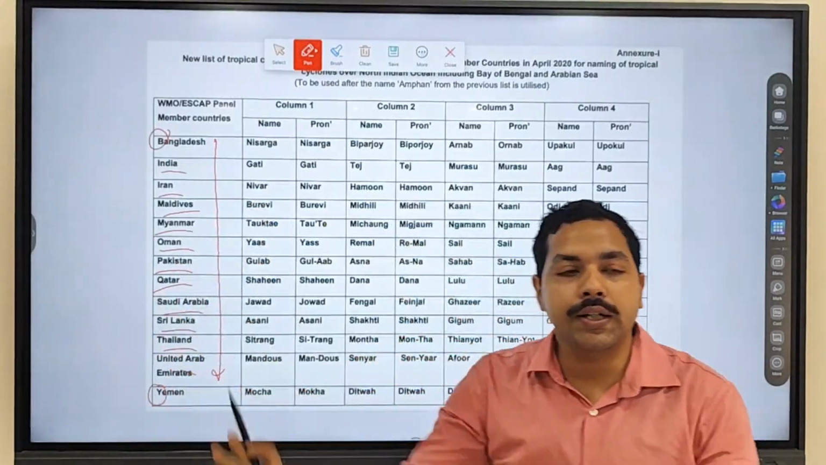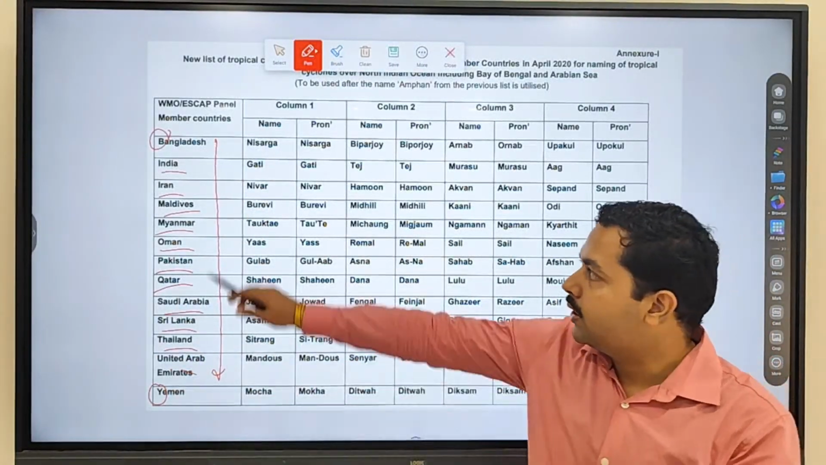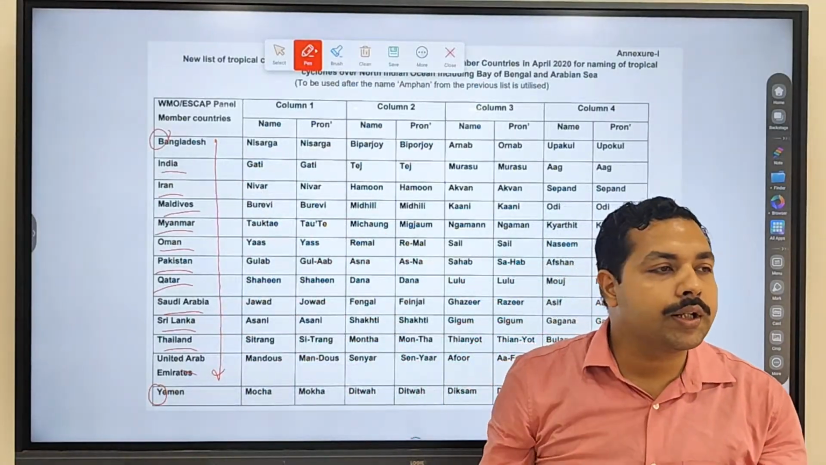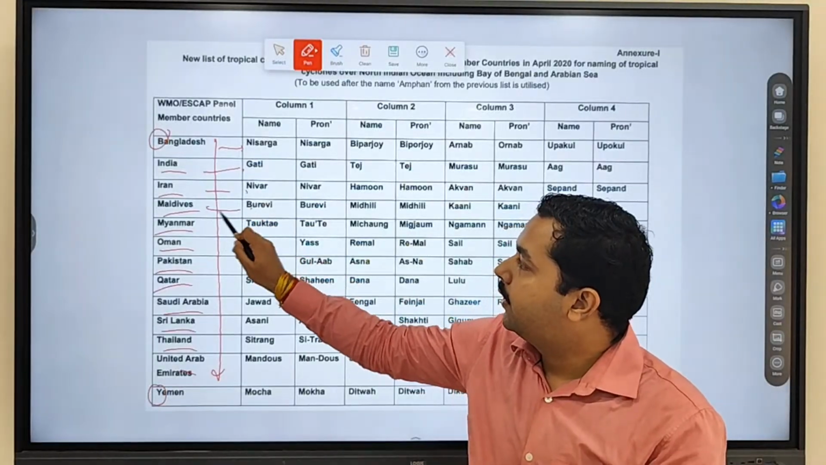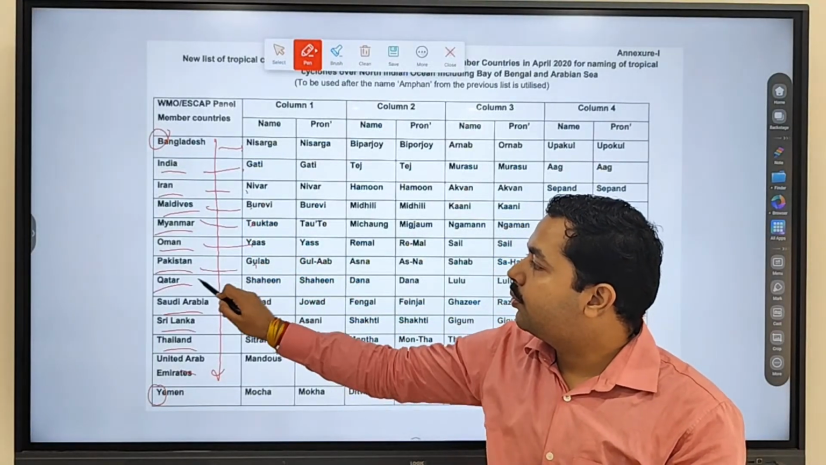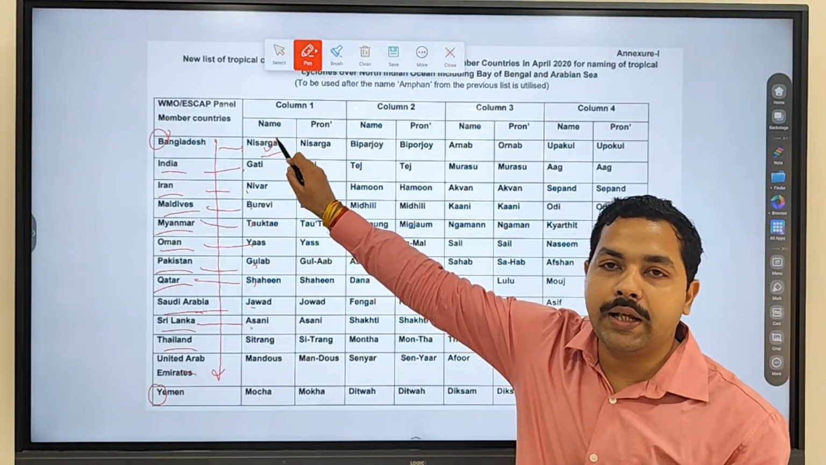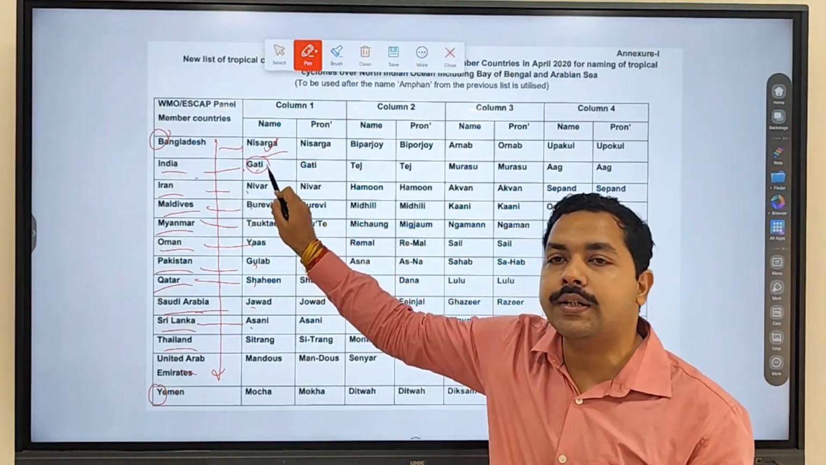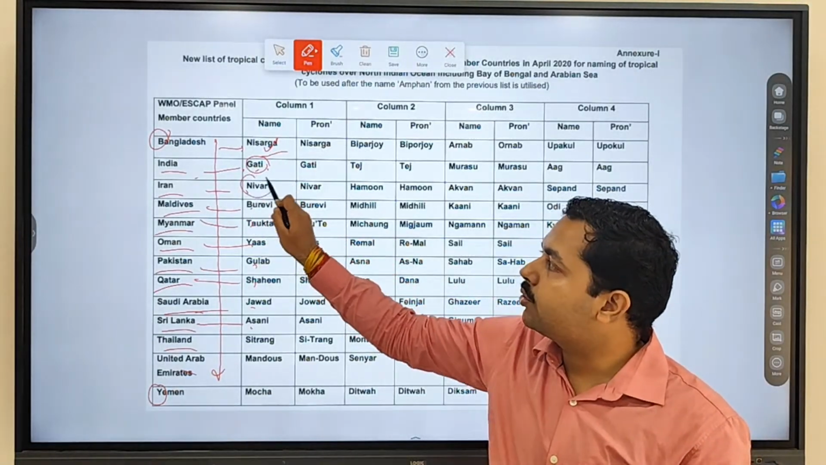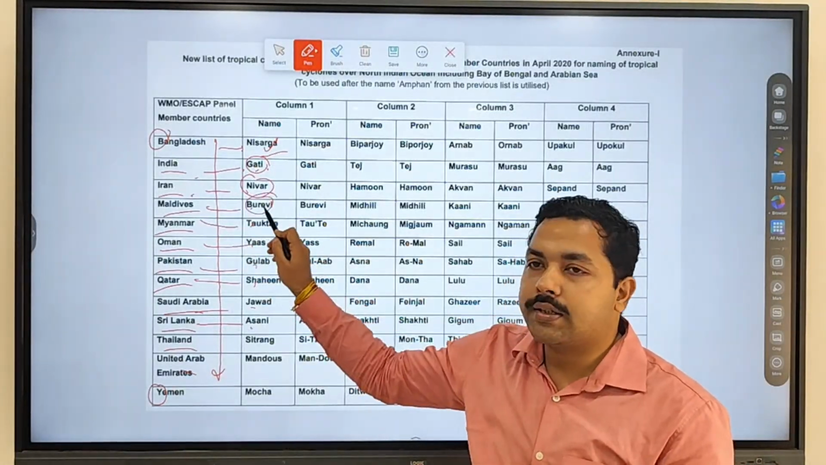So whichever countries are impacted by the cyclones in the Indian Ocean region, they are being arranged in alphabetical order. Each country is submitting one name. And let's say a cyclone occurs, we'll name the cyclone with this name. Then when the next cyclone occurs, the next country's name will be chosen. Then next cyclone occurs, next country name will be chosen.